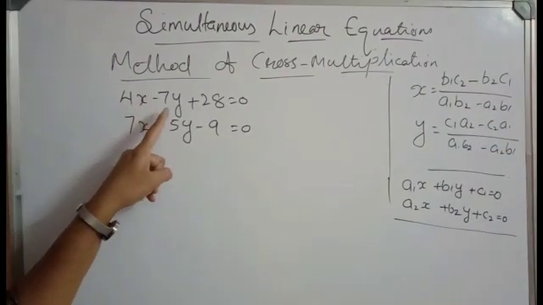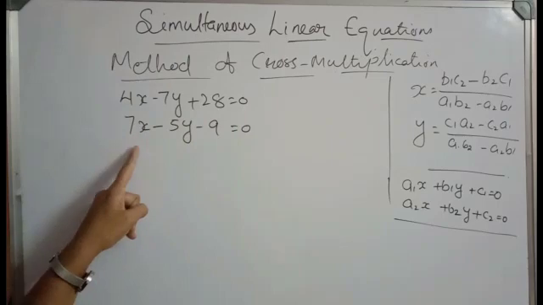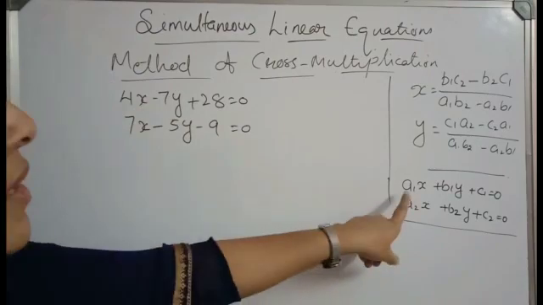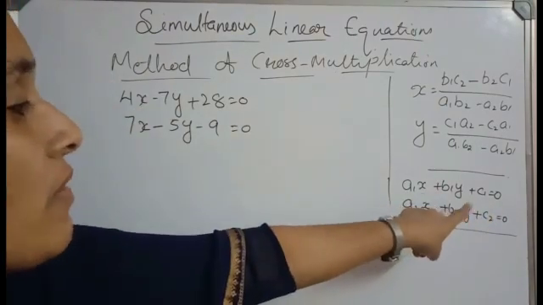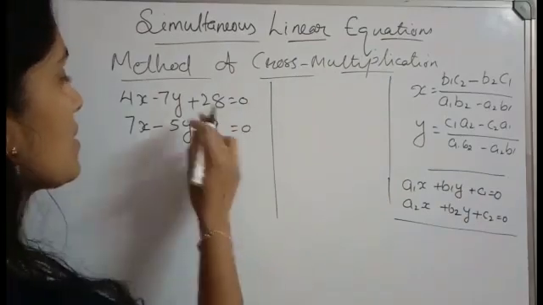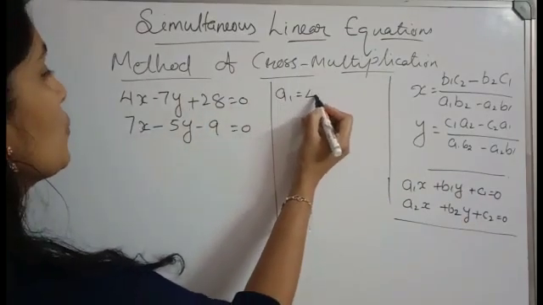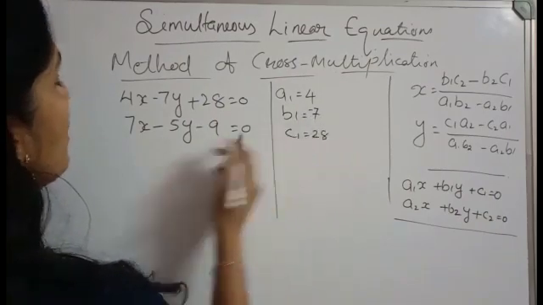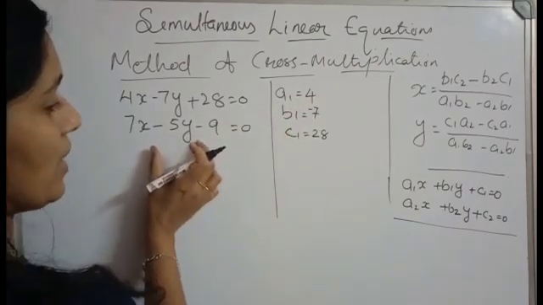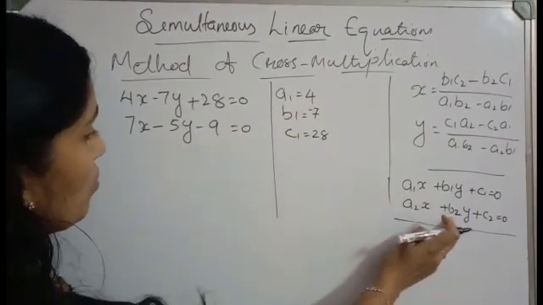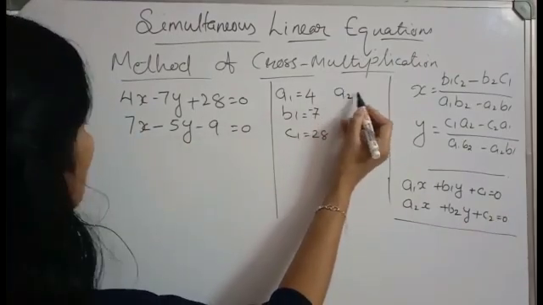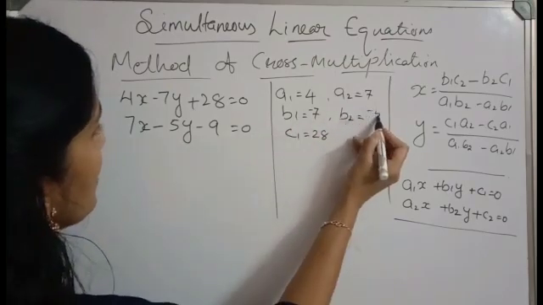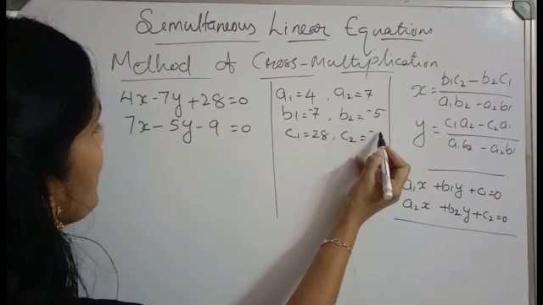Consider the question 4x minus 7y plus 28 is equal to 0 and 7x minus 5y minus 9 is equal to 0. Now we need to compare these two equations with the standard form, that is a1x plus b1y plus c1 is equal to 0. From this we will get the value of a1 as 4, b1 as minus 7 and c1 as 28. The same way, from the second expression we will get the values of a2, b2 and c2. So a2 is 7 and b2 is minus 5 and c2 is minus 9.